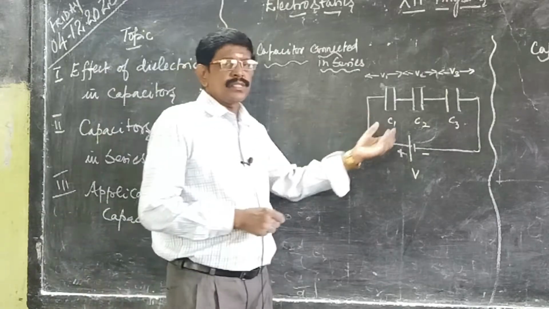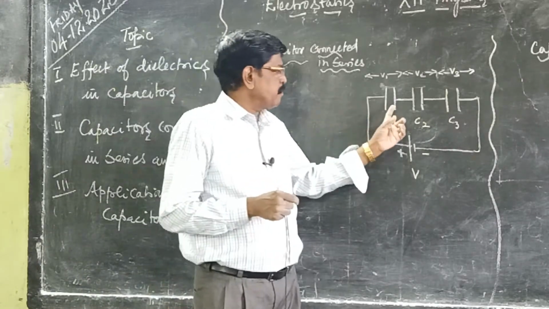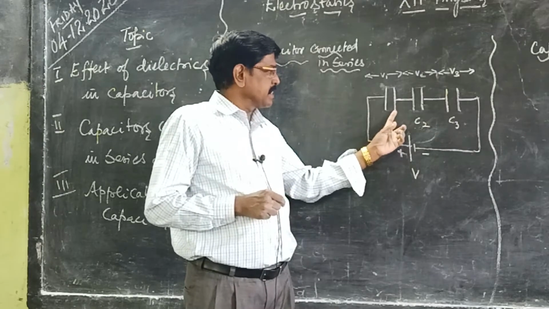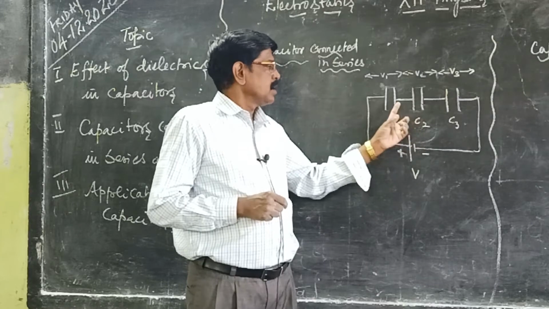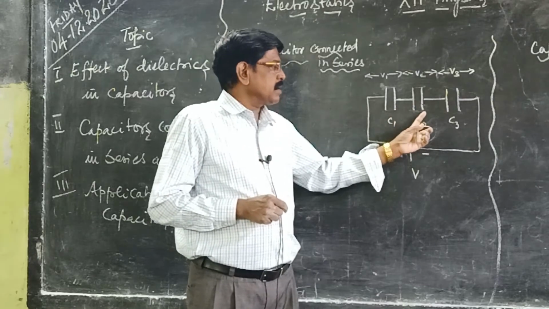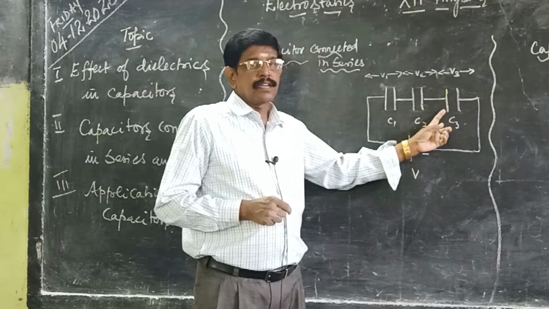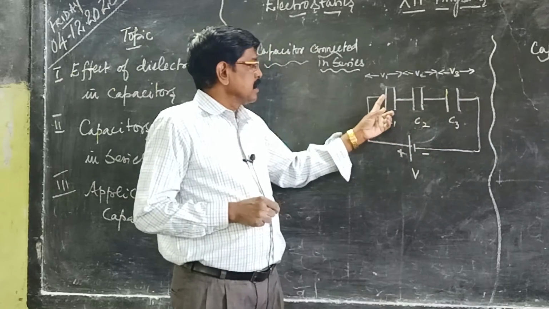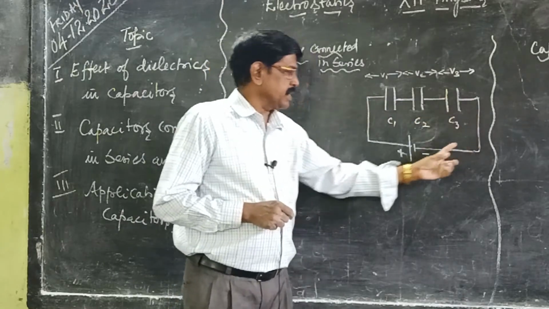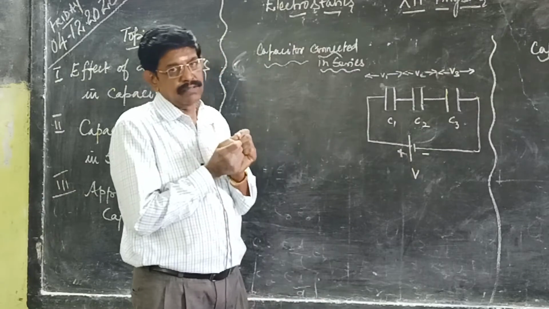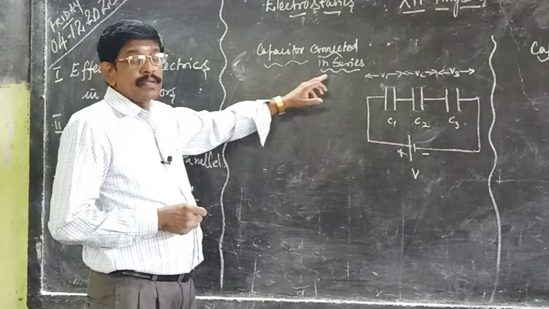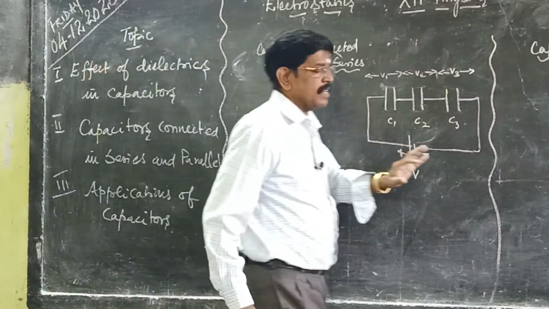Take three capacitors. The first capacitor is C1. This plate is connected to the second capacitor's plate. The other plate of the capacitor C2 is connected to the third capacitor. Then the free end of the first capacitor and the free end of the third capacitor are connected across a battery. If you are connecting like this, it is called a series connection.